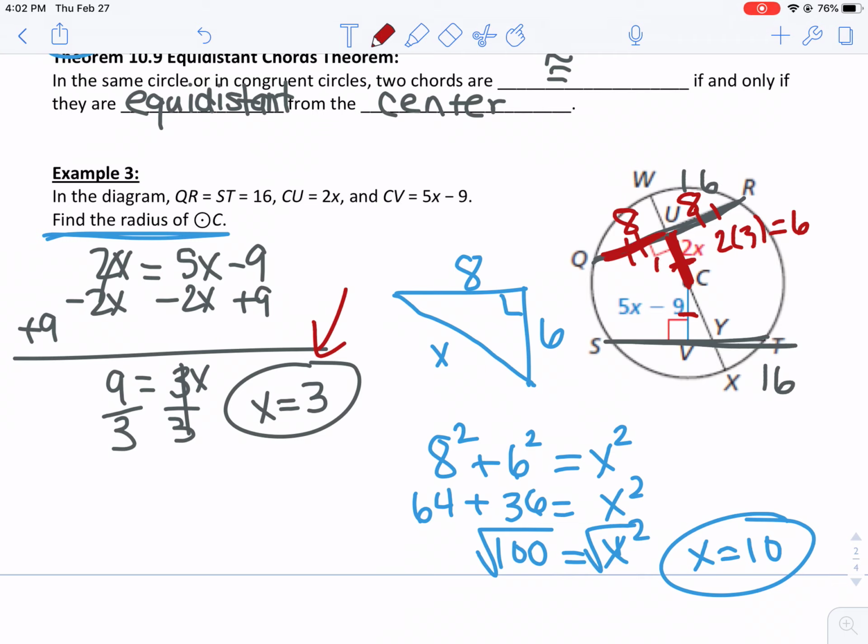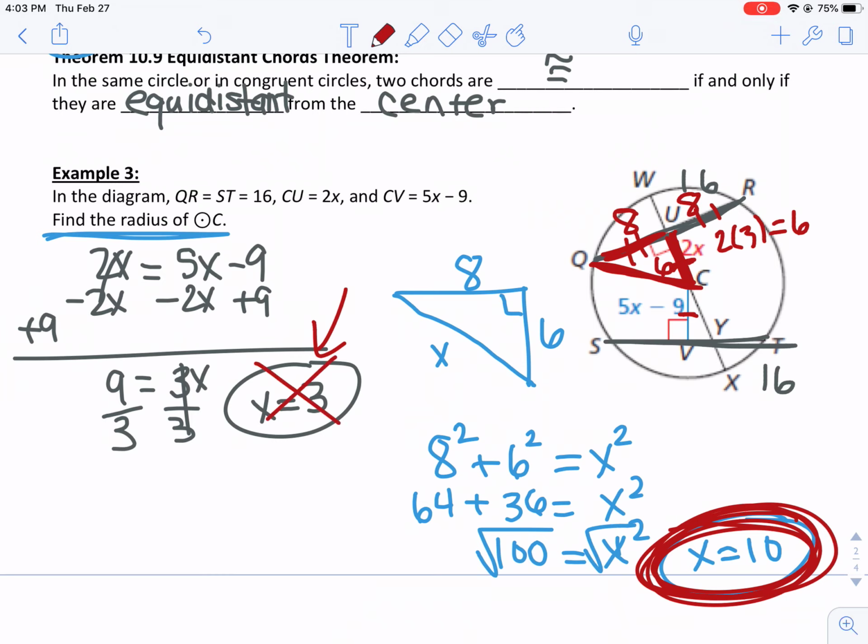All right, so I know this is 6 and this is 8, and oh wait, I need a radius. So what I did was I created a right triangle. Whenever you have right triangles, you do the Pythagorean theorem. So we do 8 squared plus 6 squared equals x squared, and we solve for x. So this is your answer. Not this x is 3. That helped us get to the answer. Your actual answer is x equals 10.